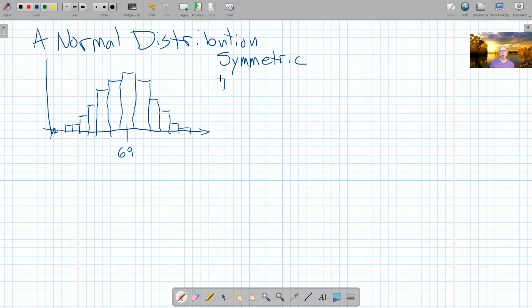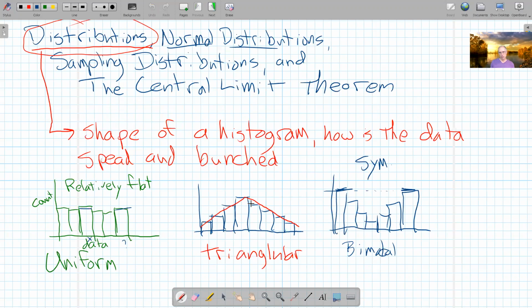It should also have a bell shape. So symmetric itself doesn't mean bell shape, it just means you could draw a line in the middle and the left side matches the right. Okay, so this is a symmetric triangular distribution. This is a symmetric bimodal distribution. This is a uniform, but uniform's pretty symmetric too, right? If I draw a line in the middle, it's the same on the left as it is on the right. So there's tons of symmetric distributions.